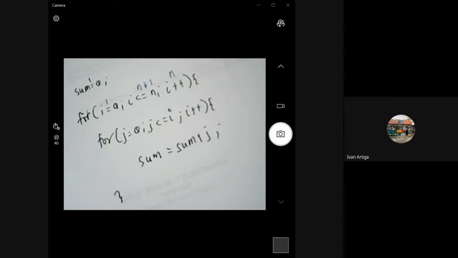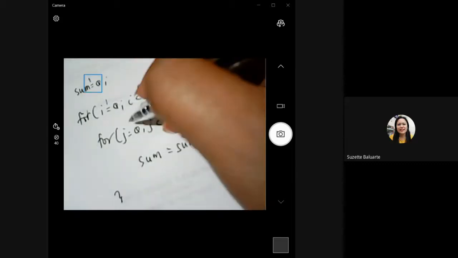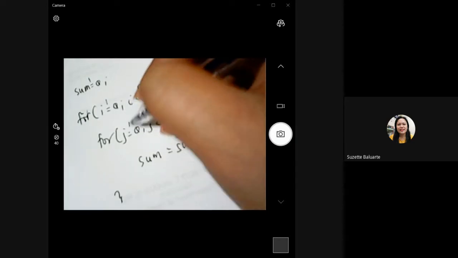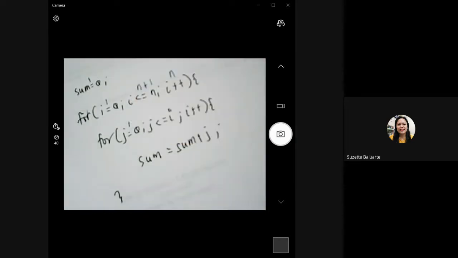Yes, Miss. Yes, Miss. Oh, correct. So sige. Then for J is equals to 1, 0, which is 1. Yes? Kinsa to nangutana? Si Ivan? Yes, Ivan? Sakto ra, Miss. Parehata, Miss. Oh, okay. Sige, very good.